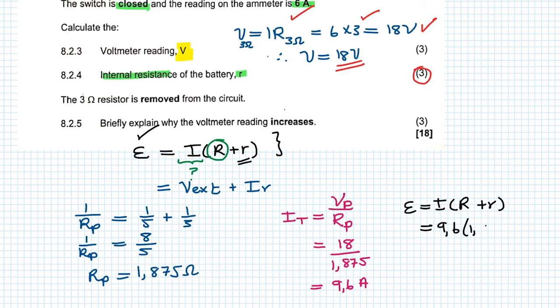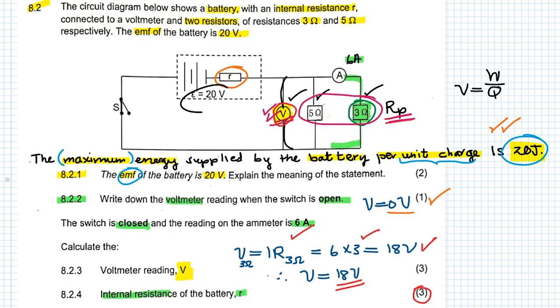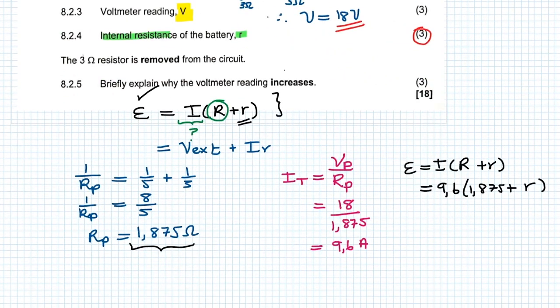R is 1,875, which I have not rounded off because this is not the final answer to the question, and we're still looking for the internal resistance. The EMF was given to us right at the start as 20 volts, so we're going to plug 20 volts in as the EMF. We manipulate this formula and we plug the values into our calculators to find that the final internal resistance is 0,21 ohms.